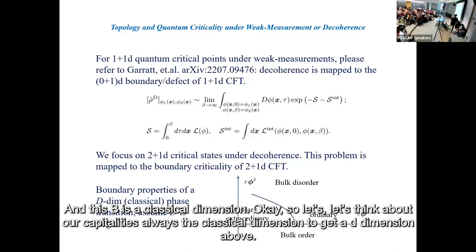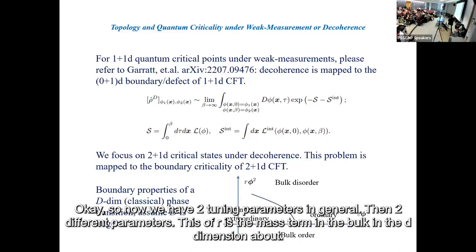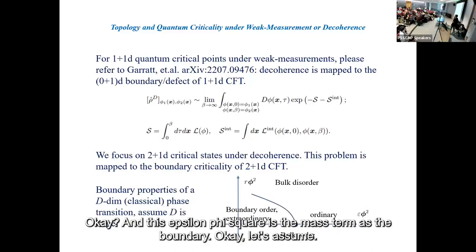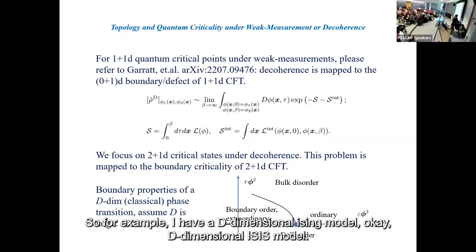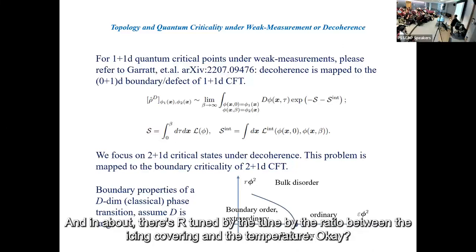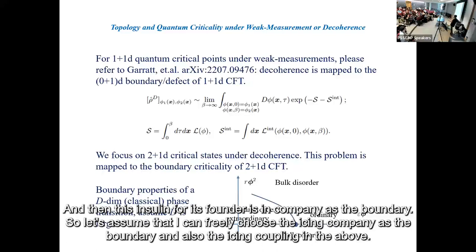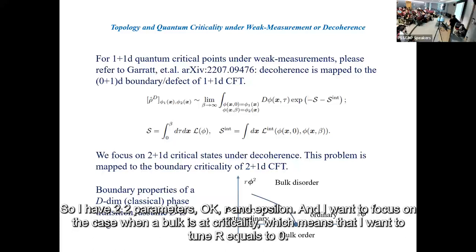Now there are two tuning parameters in general. This r is the mass term in the D-dimensional bulk, and this epsilon phi squared is the mass term at the boundary. For example, I have a D-dimensional Ising model, and in the bulk r is tuned by the ratio between the Ising coupling and the temperature. Then epsilon corresponds to the Ising coupling at the boundary. Let's assume I can freely choose the Ising coupling at the boundary and also in the bulk. So I have two tuning parameters, r and epsilon.